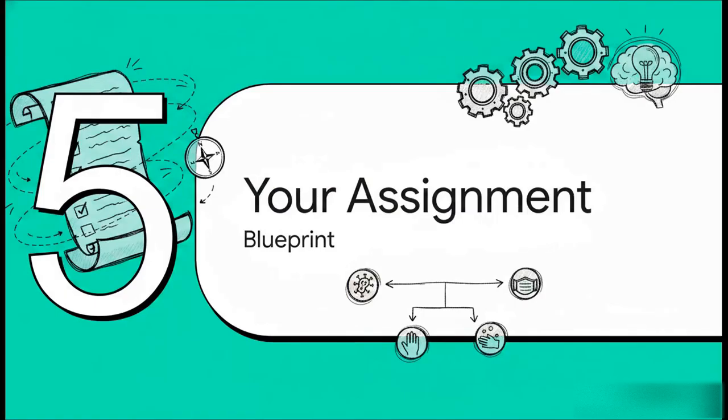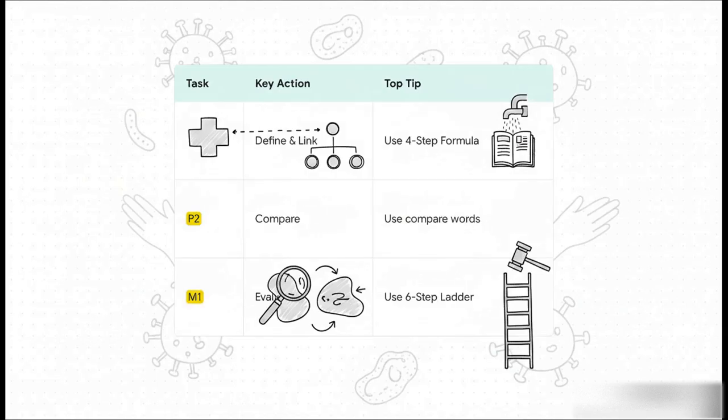Whew, okay, that was a lot, I know. So let's bring it all home. We're going to pull everything we've talked about into one simple blueprint that you can keep right next to you while you write. And here it is, your 1-page plan of attack. This is your cheat sheet, really. For P1, define and link with that 4-step formula. For P2, compare the differences using that comparative language. And for M1, evaluate the laws using the 6-step ladder.